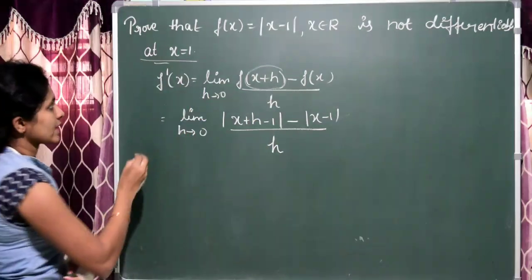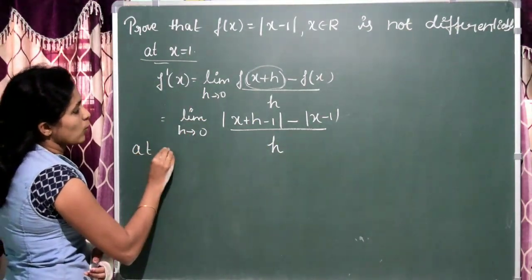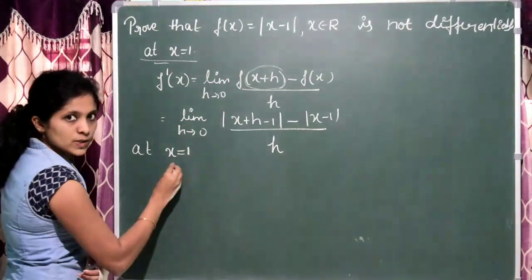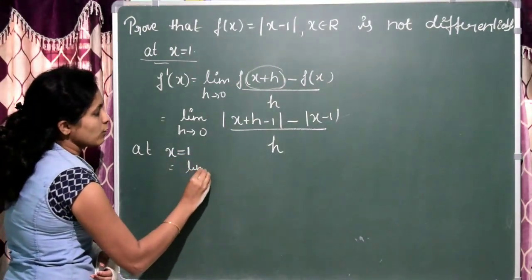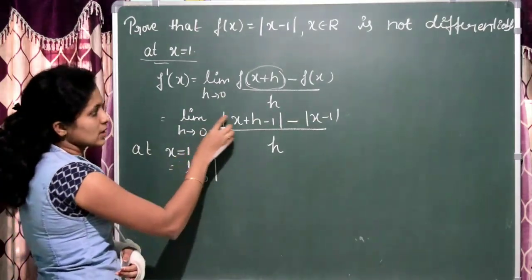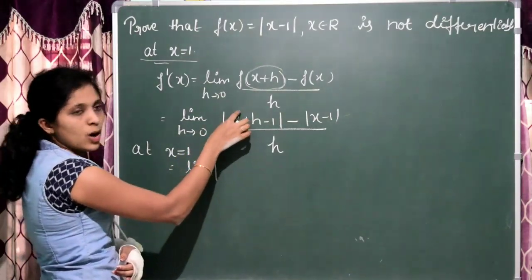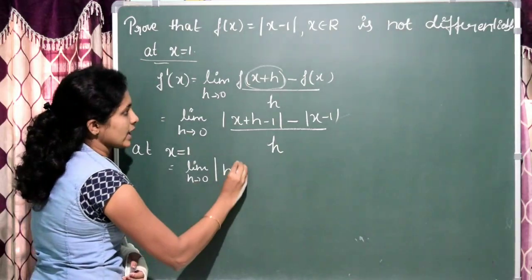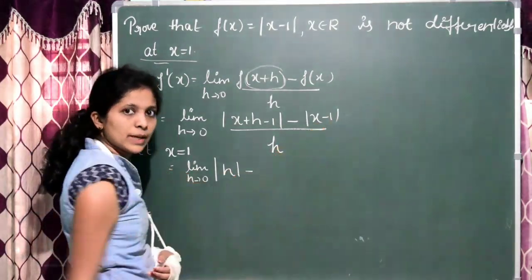Now you have to check at the point x is equal to 1, right? At x is equal to 1. So this is equal to now limit of h is tending to 0 mod of, I'll substitute x is equal to 1. If I substitute x is equal to 1 and 1 will get cancelled. This is mod h minus 1 minus 1 will be equal to 0.